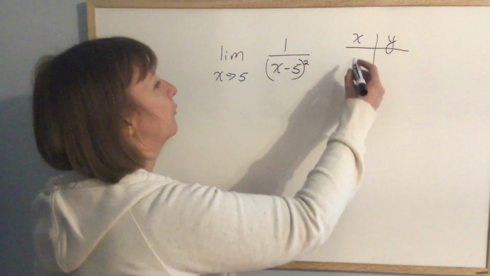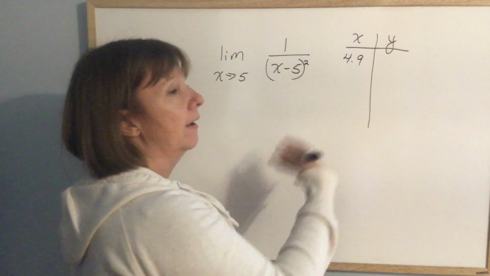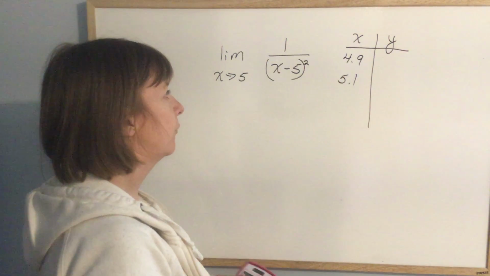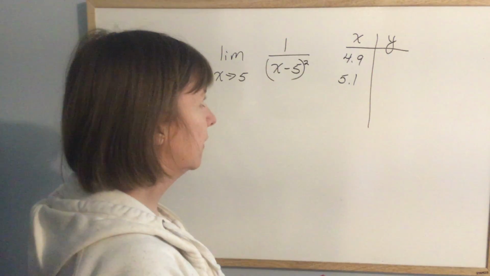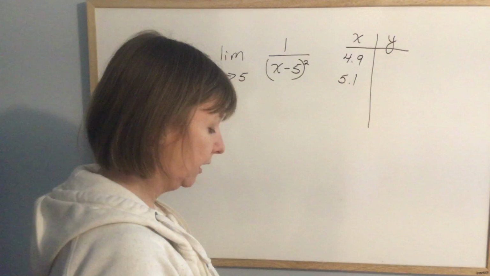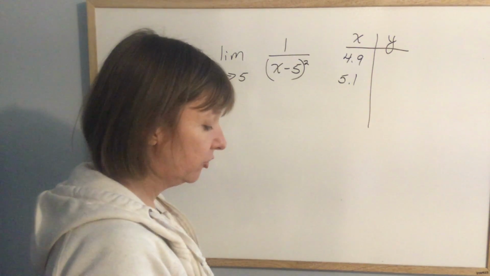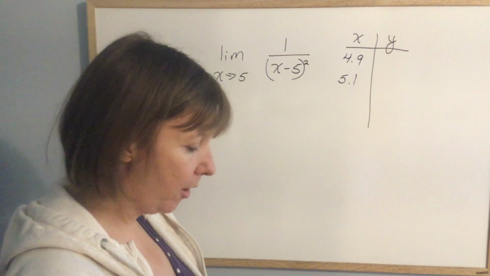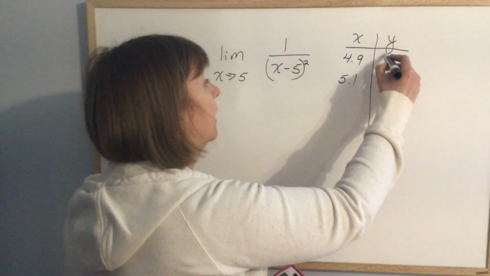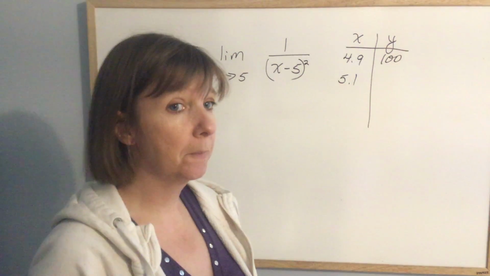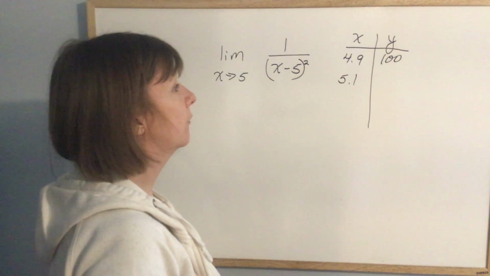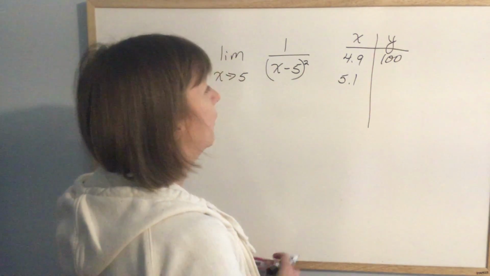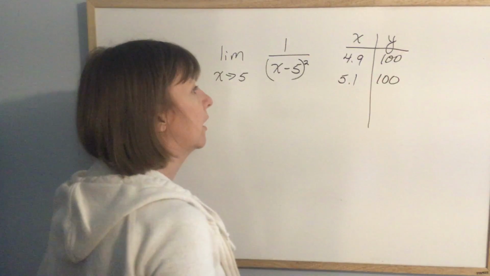Because they want the limit overall for 5, I'm going to check something on the left-hand side of 5, and something on the right-hand side of 5. So if I do 4.9 minus 5, that's negative 0.1. If I do negative 0.1 squared, that gives me positive 0.01. And 1 divided by 0.01 is 100, a relatively large number. If I do 5.1 minus 5, that's 0.1. Squared, that's 0.01, and 1 divided by 0.01 is also 100.